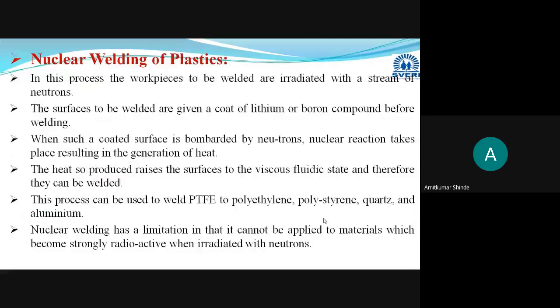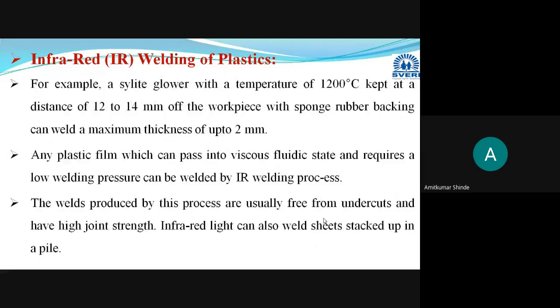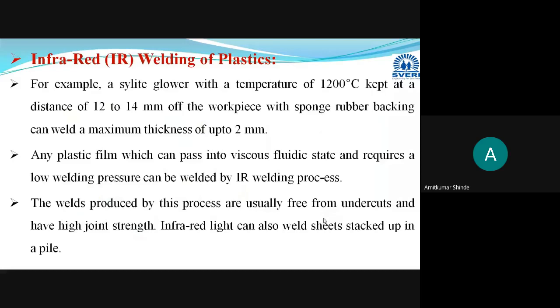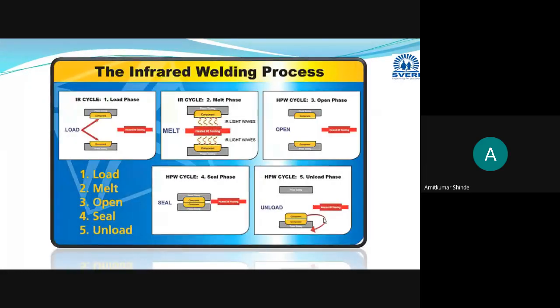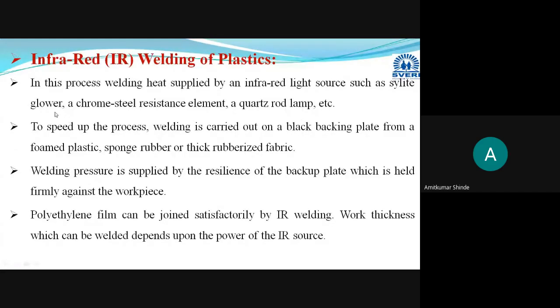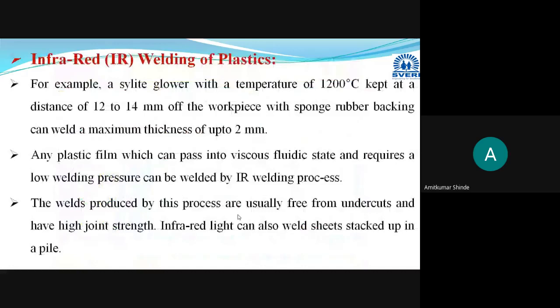Then after that we discussed infrared welding of the plastics, and the stages in the infrared welding process. Its heating source is infrared. To obtain these infrared light waves, you can use a slide glower, a quartz rod lamp, or a chrome steel resistance element. By following these stages, the joint will be obtained in different plastic materials.